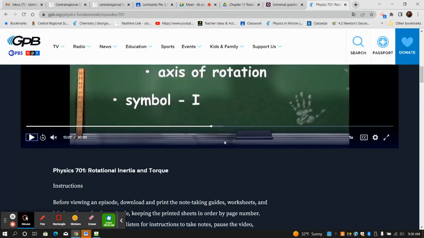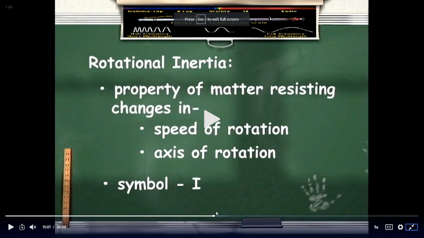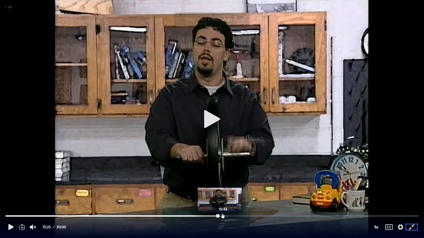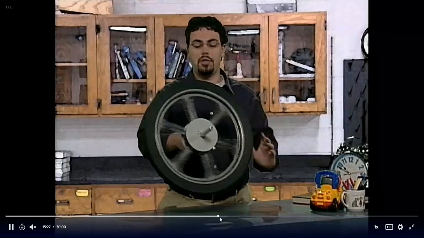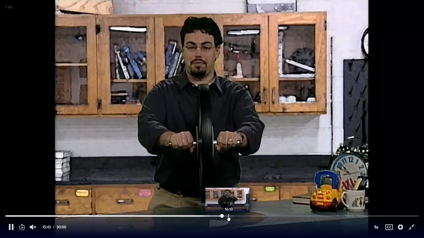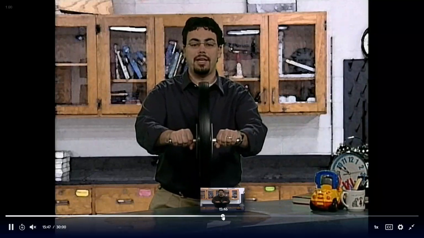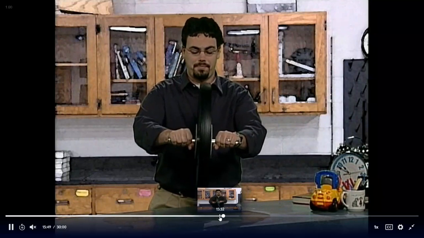Okay. Now, going back to notes, that's kind of what he's talking about here, showing the same concept, same idea. As he goes to tilt it one way or the other, you can actually feel there's some kind of resistance. So, what does rotational inertia depend on?